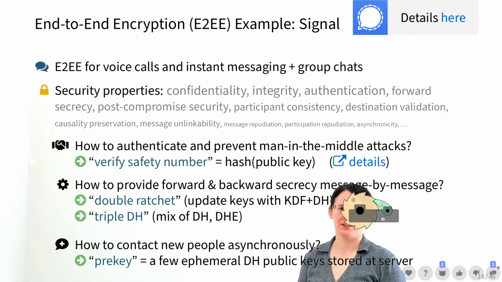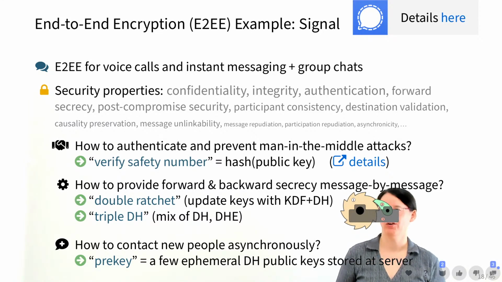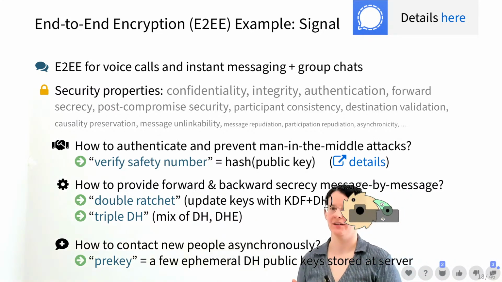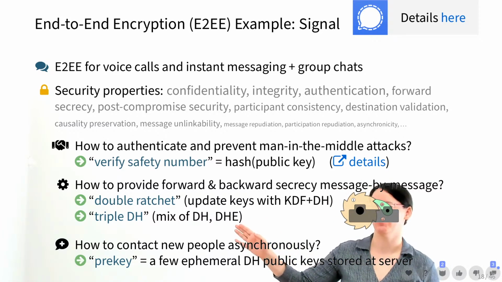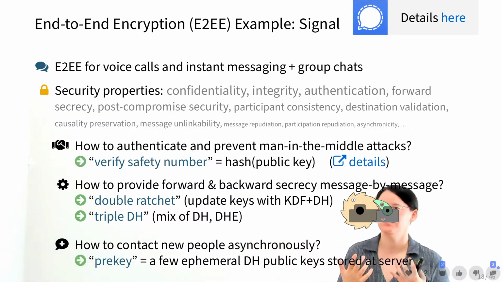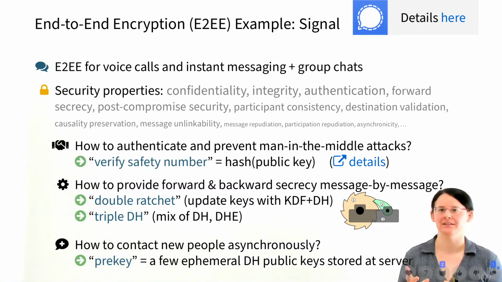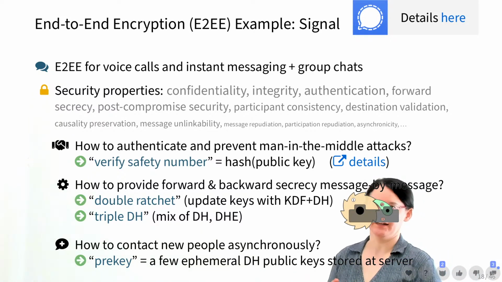One final challenge that I want to mention here: how do you contact new people when they are not online? So how do you send the first message to somebody? Because if we say here we're using Diffie-Hellman, this would always need some interaction. In particular, ephemeral Diffie-Hellman needs these fresh ephemeral short-term keys. So how do we solve that? The way that Signal solves this is by using so-called pre-keys.